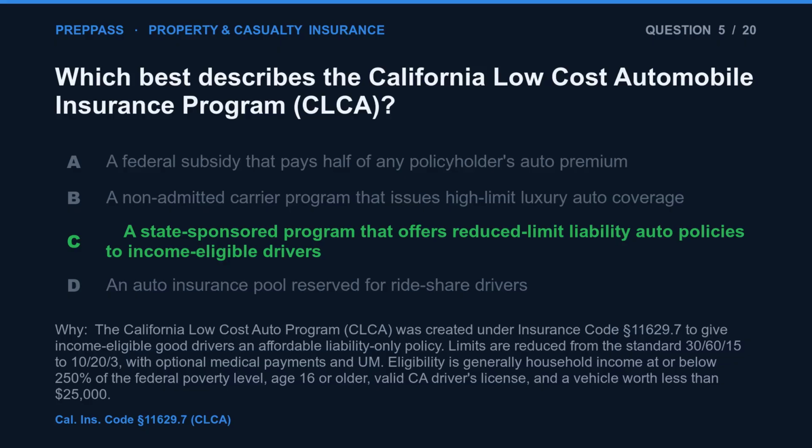The correct answer is C. The California Low-Cost Auto Program, CLCA, was created under Insurance Code Section 11629.7 to give income-eligible good drivers an affordable liability-only policy. Limits are reduced from the standard 30/60/15 to 10/20/3, with optional medical payments. Eligibility is generally household income at or below 250% of the federal poverty level, age 16 or older, valid CA driver's license, and a vehicle worth less than $25,000.